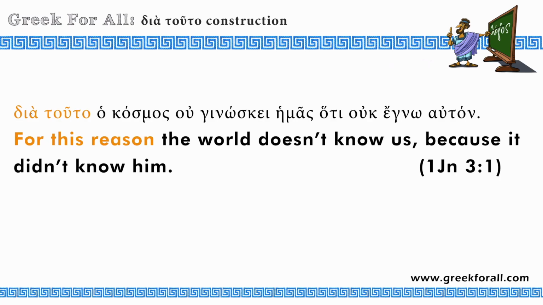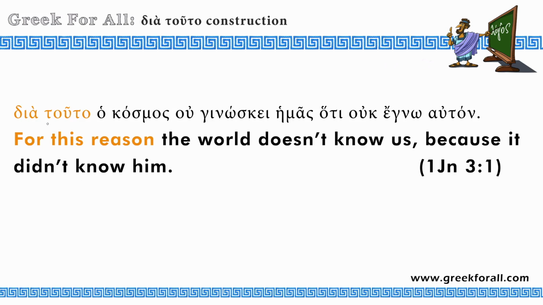The next two examples will show that often the reason is not given before this phrase, but sometimes it's given after. So let's take a look at this example from the first letter of John, chapter 3, verse 1. Let's read. Dia touto, ho kosmos ou ginoskei hemas, hoti ouk egno auton. So translation, for this reason, the world doesn't know us because it didn't know him. So let's see what we have here. So dia touto, this is our construction.